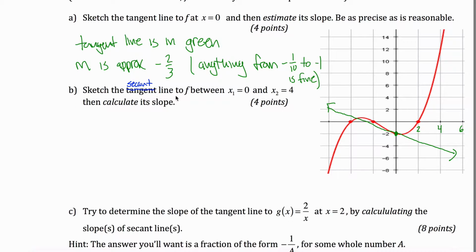Sketch the secant line to f between x1 equals 0, so that's again this point right here, and x2 equals 4. So that's talking about this point right here. So the secant line, that's hard to look at. This goes up 7 every time it goes over 2. All right, I'll just try my best to connect those points.